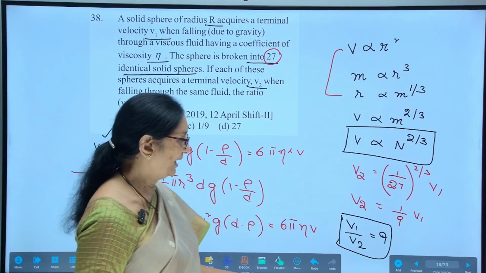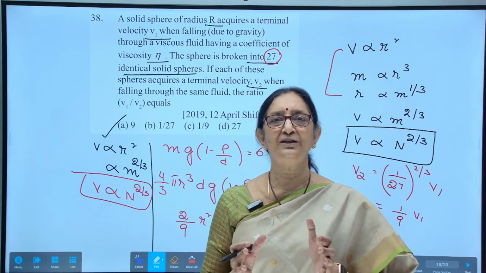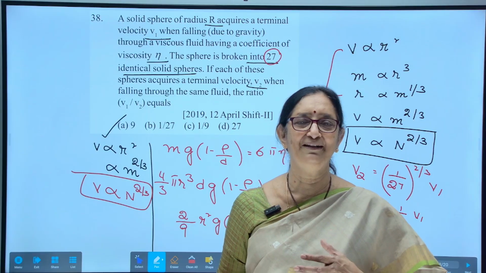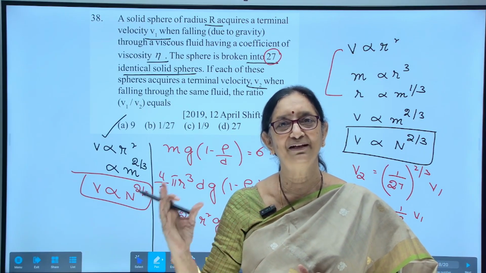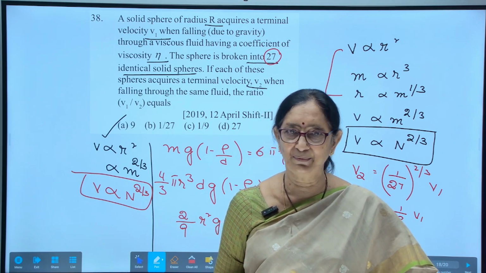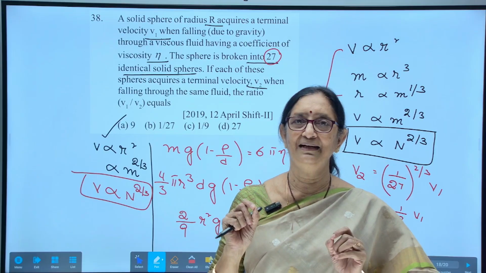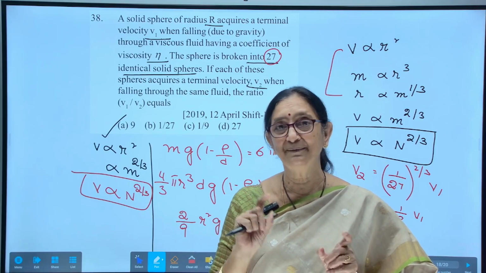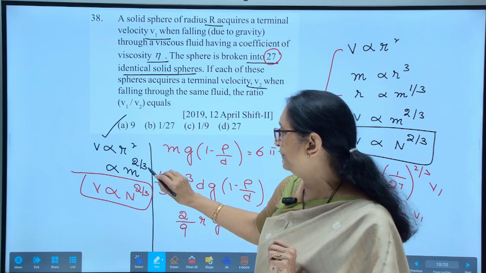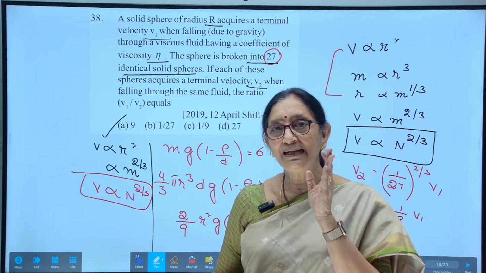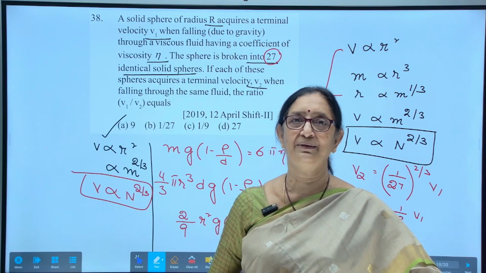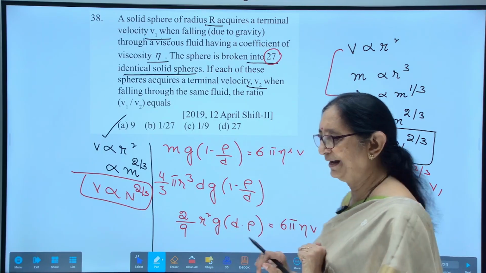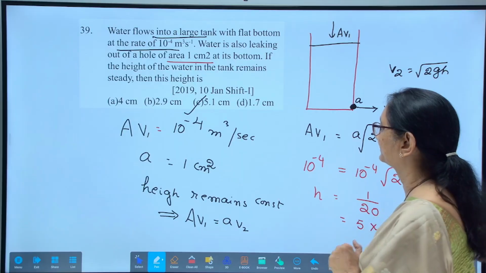Okay? So it is simple. The big drop has greater terminal velocity, the small drop has lesser terminal velocity, as terminal velocity is proportional to r square. And r square is proportional to r to the power of 2 by 3 in terms of mass, which is proportional to n to the power of 2 by 3. That's it. Okay. Move on to the next problem.